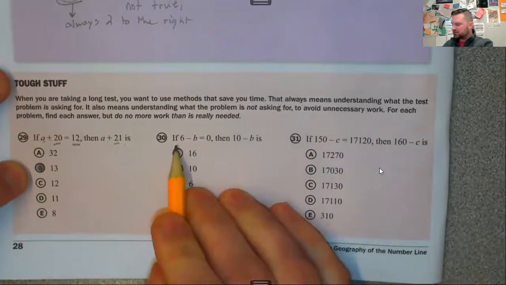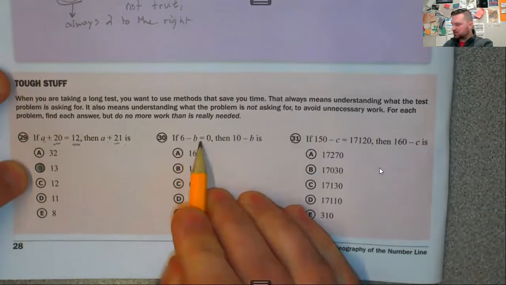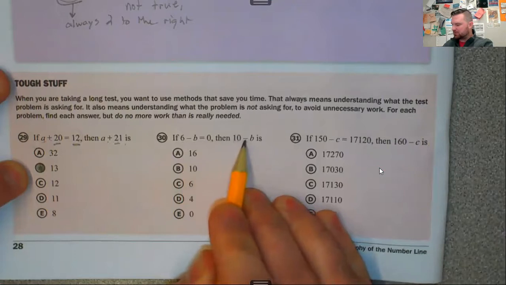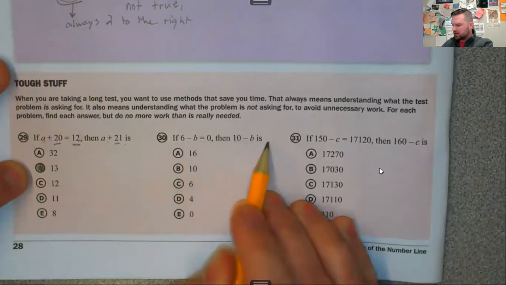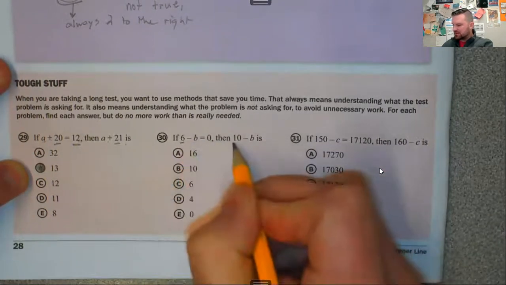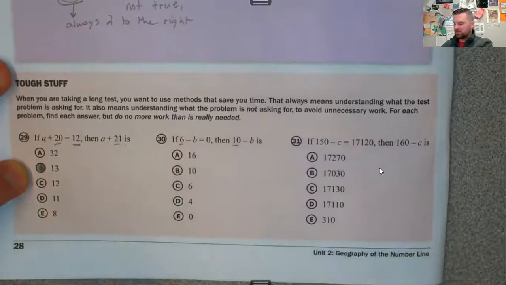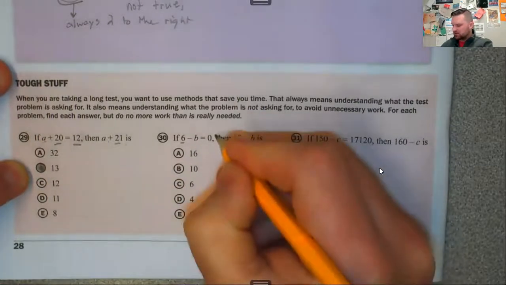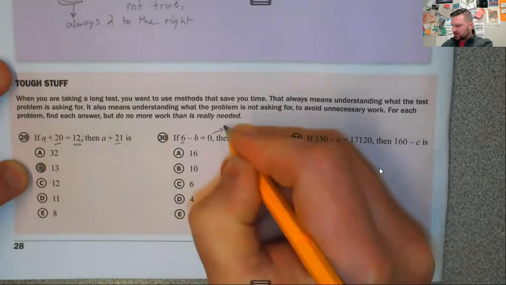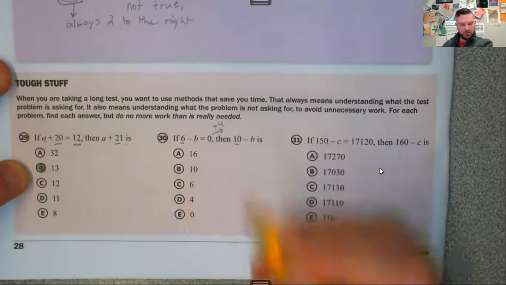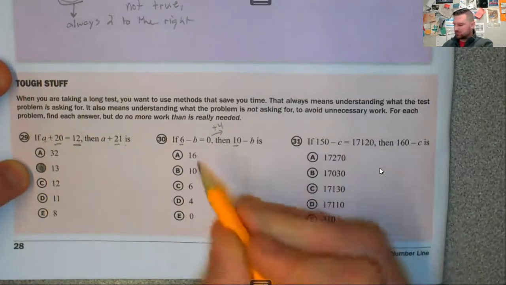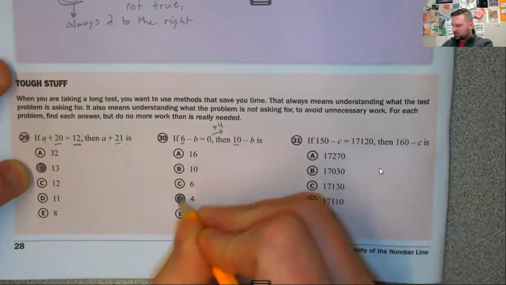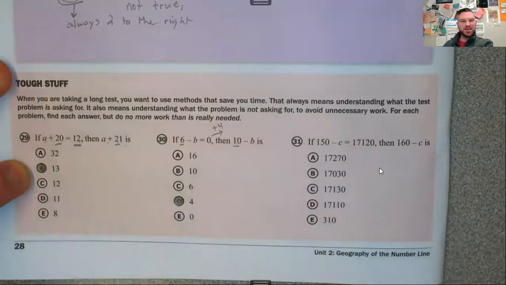Here on 30, if 6 minus B equals 0, then 10 plus B is, okay, so you went from 6 to 10. That was plus 4 spots. That was 4 to the right. So the 0 is going to also get a plus 4. Okay, so in this case, 0 plus 4 is 4. And these problems are taking me less than 30 seconds.